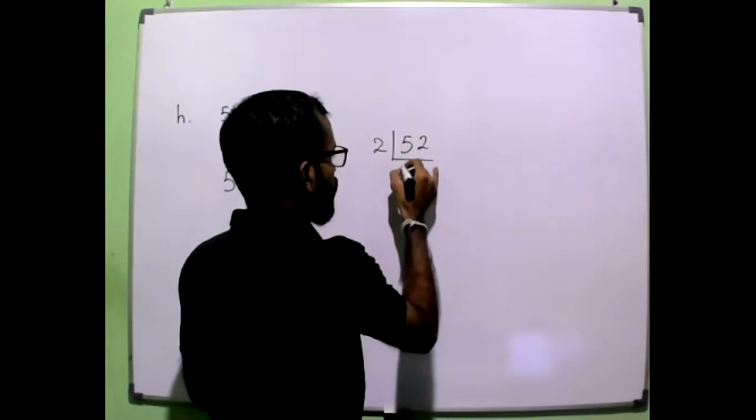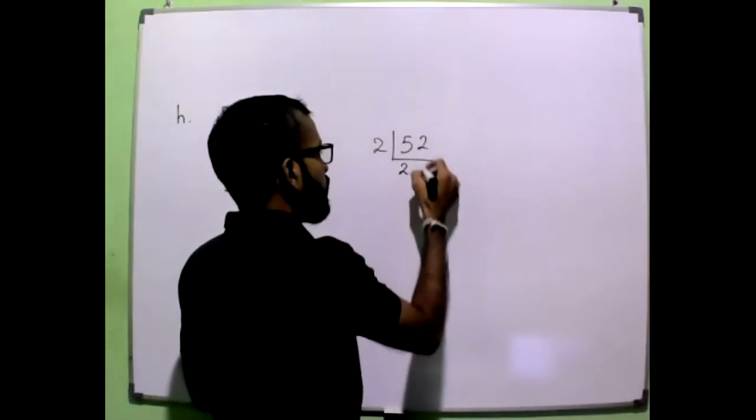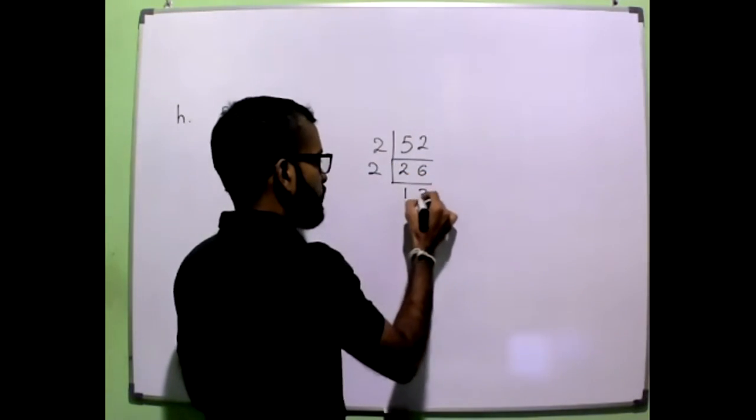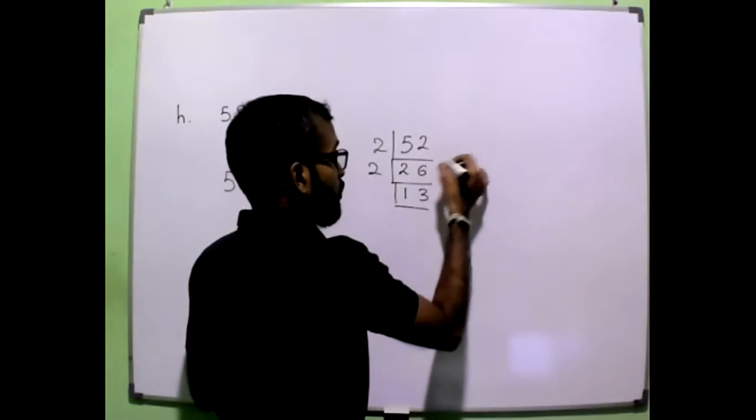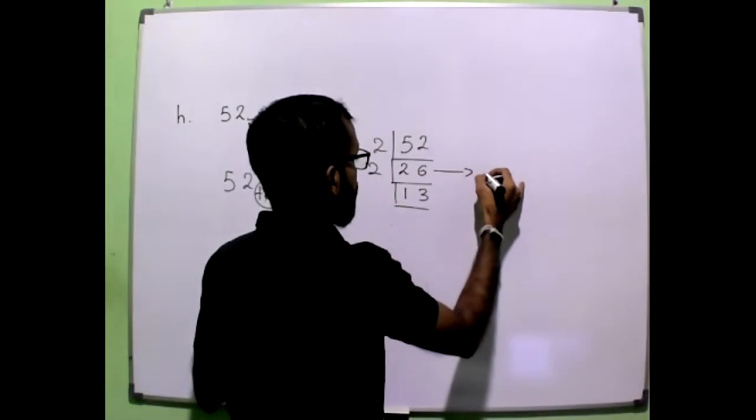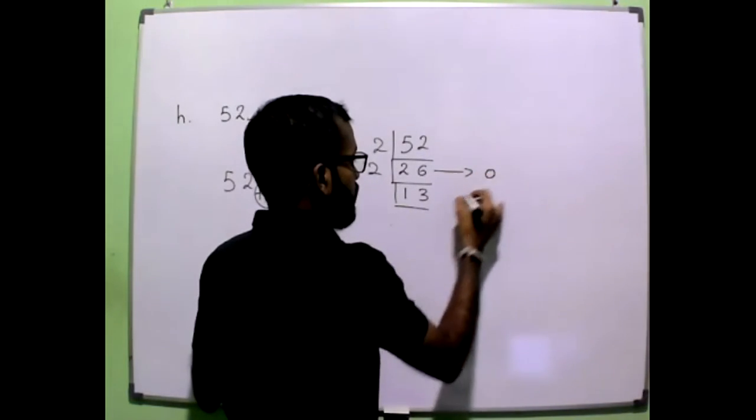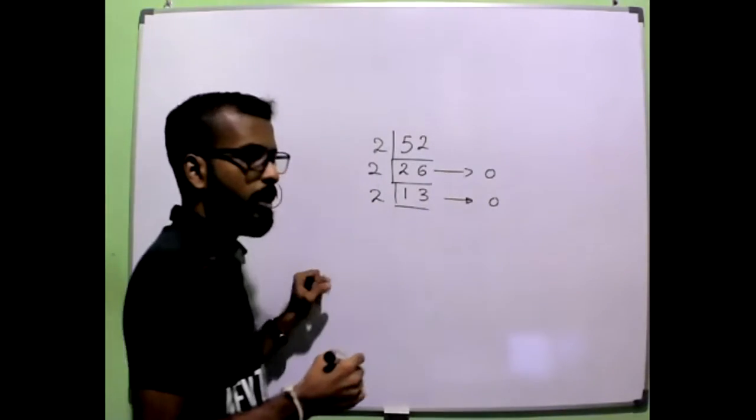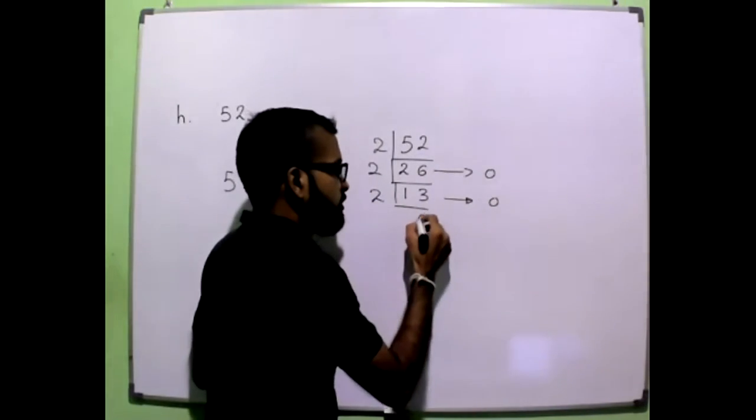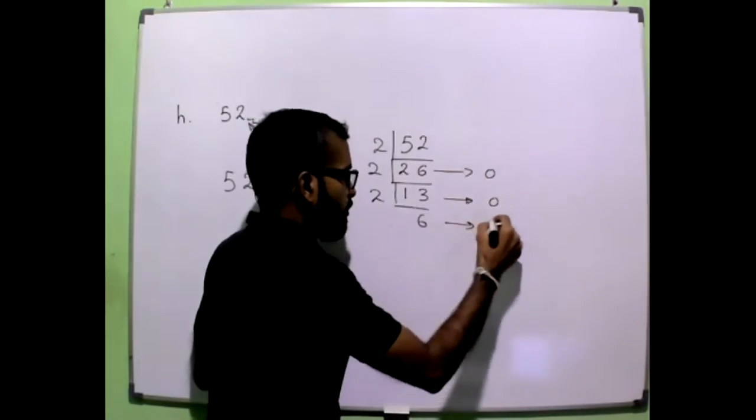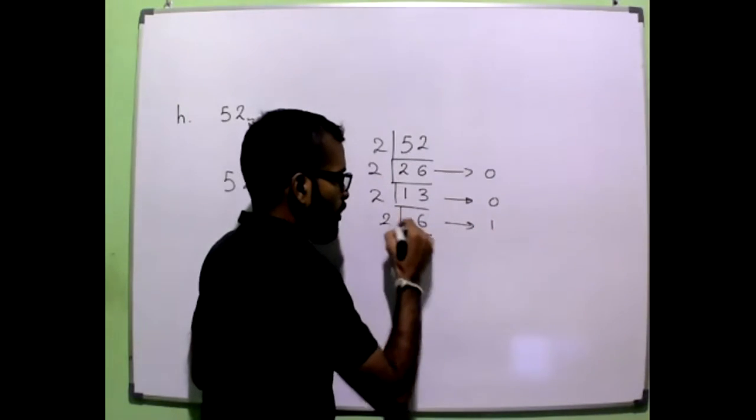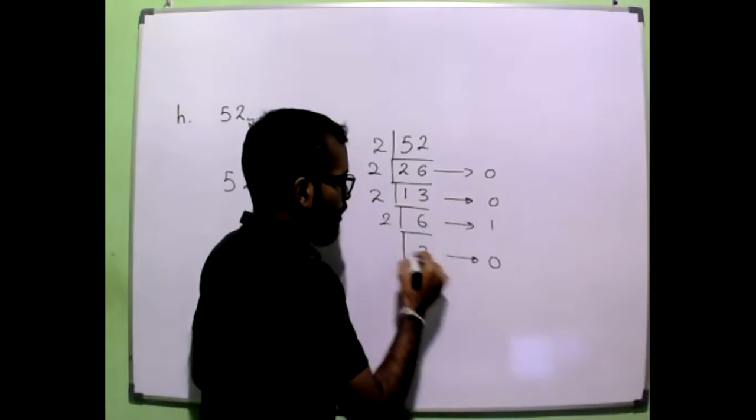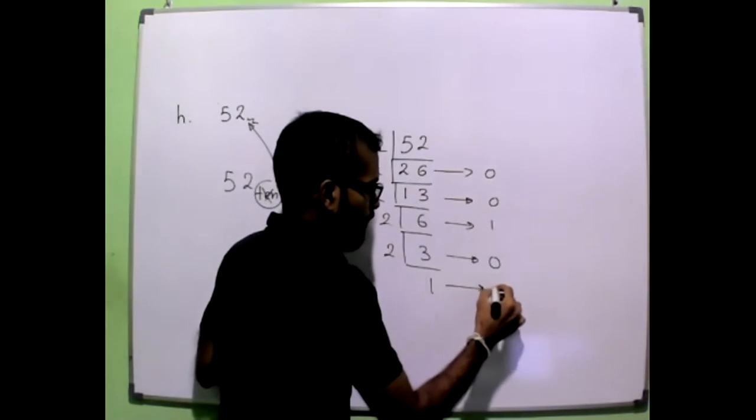Then 2 times 26 is 52, 2 times 13 is 26, then 2 times 6, 2 times 3, 2 times 1. The remainder is 0, remainder 0, and again I am going to divide by 2. 2 times 6 is 12, remainder is 1. 2 times 3, remainder is 0. 2 times 1, remainder is 1.